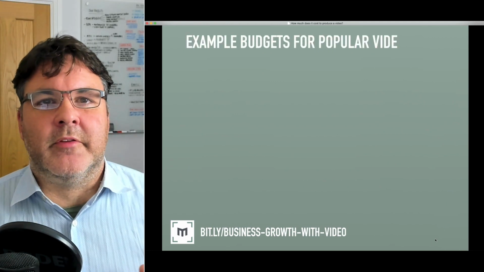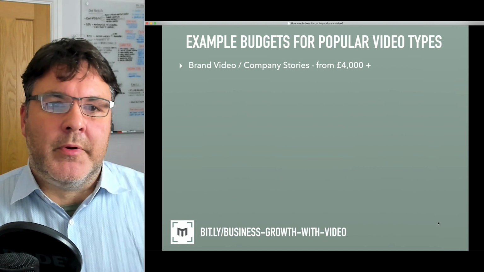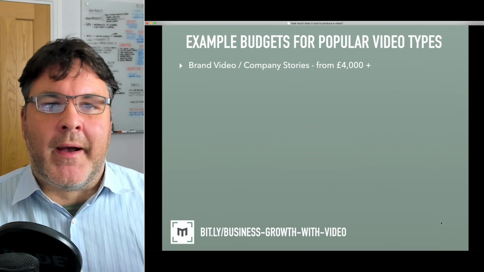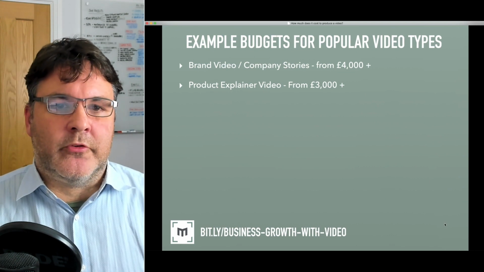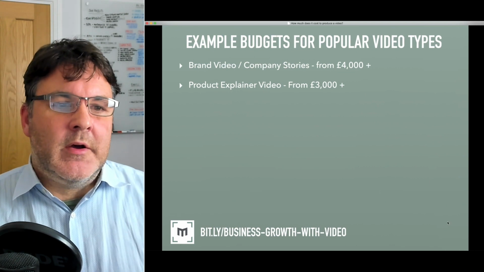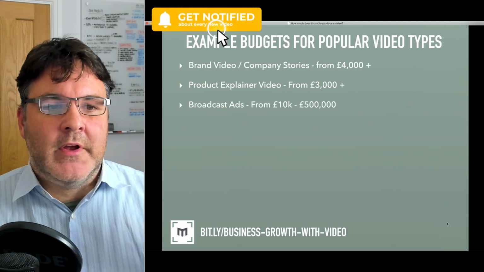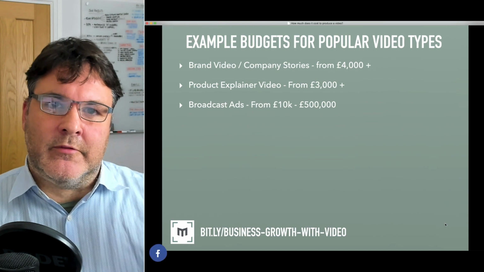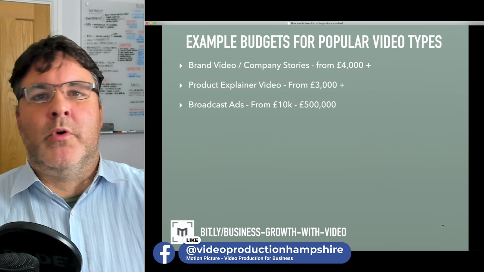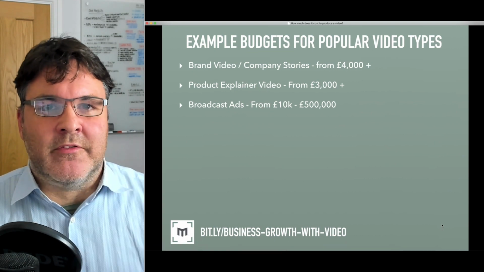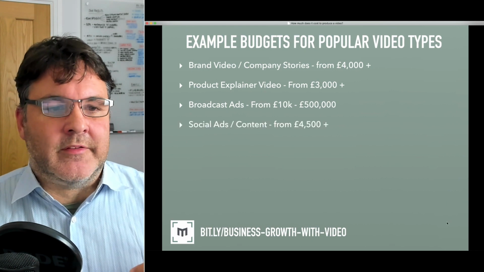So let's look at some example budgets of popular video types. A brand video or a company story, you'd be looking at around about £4,000 upwards, depending on how long the video was or how many versions of it you needed. Product explainer videos you'd be able to produce from around about 3,000. Now broadcast ads, this will give you sort of a benchmark. They would start from around about 10,000 and go upwards to 500,000, maybe even more for those super high-end brand ads that you see at the Super Bowl, things like that.